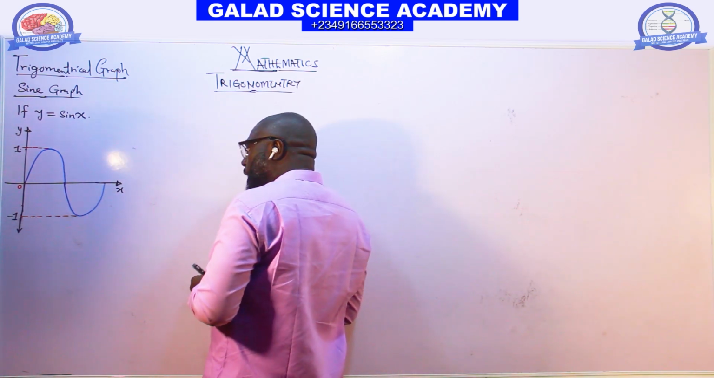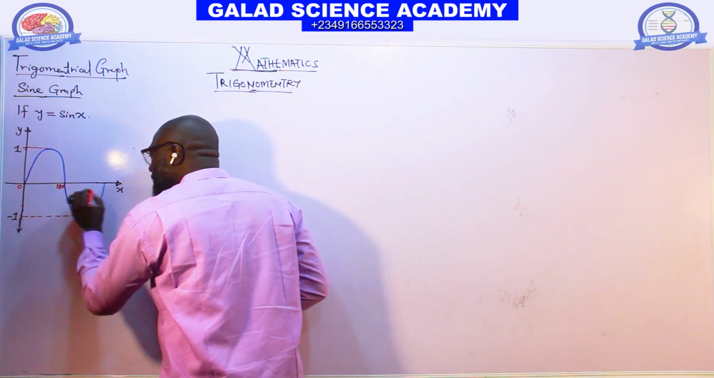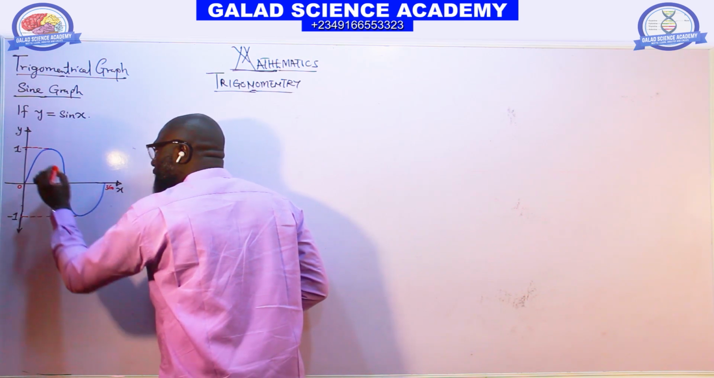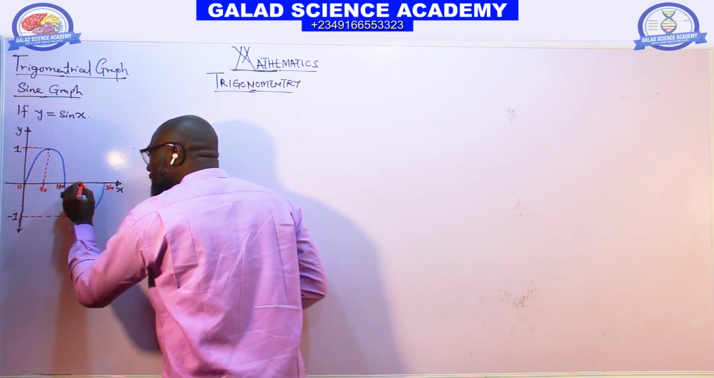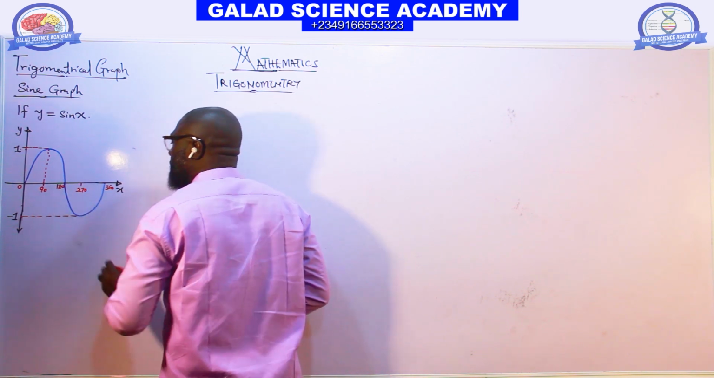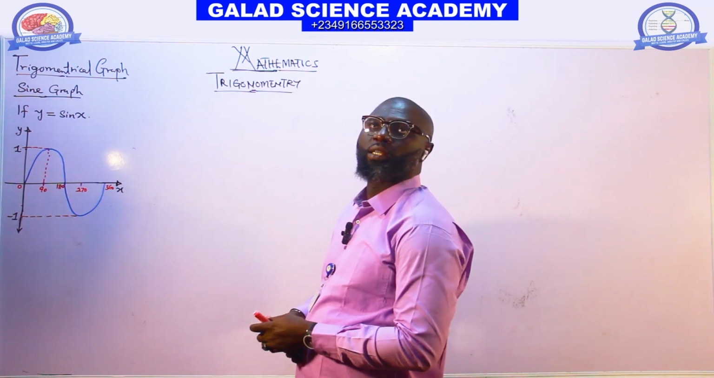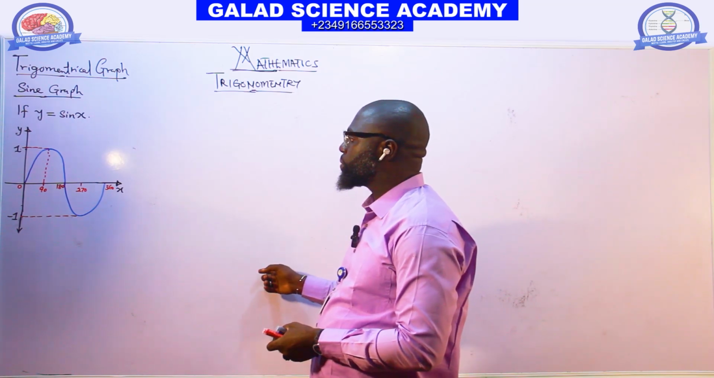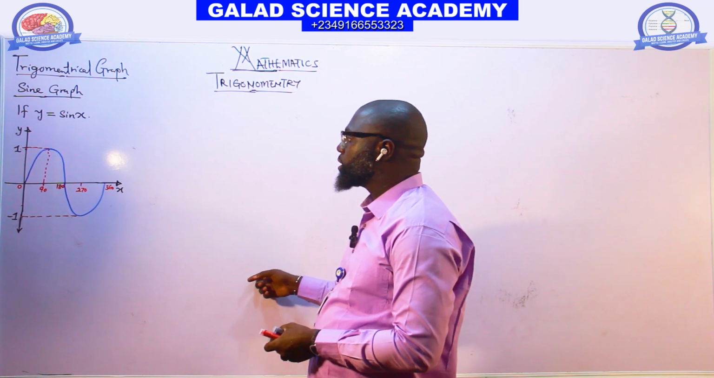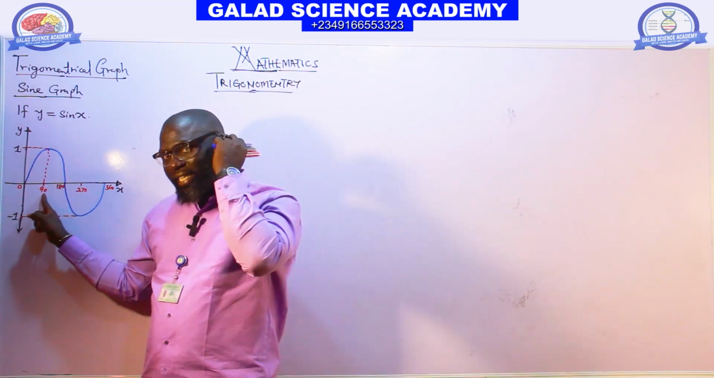At this particular point, from here to here is 180. Here is 360. Look at this side. This place will be 90. This place will be 270, which is 180 plus 90. So if you look at this graph, sine 90 is 1.